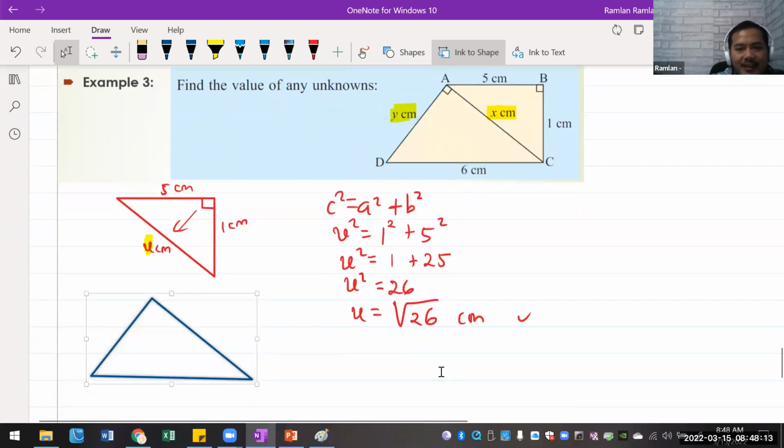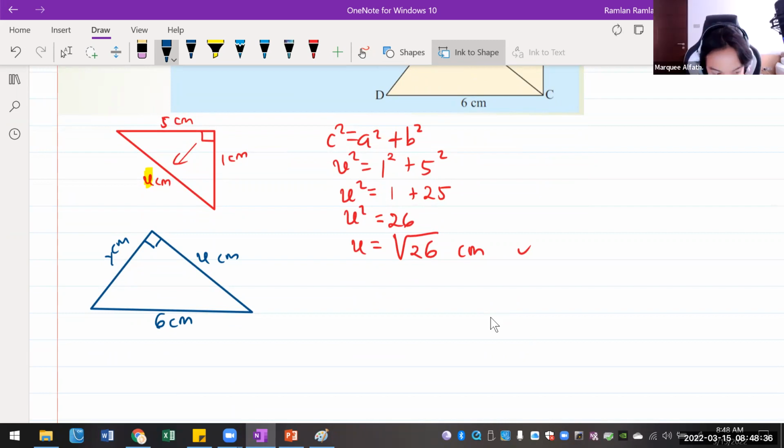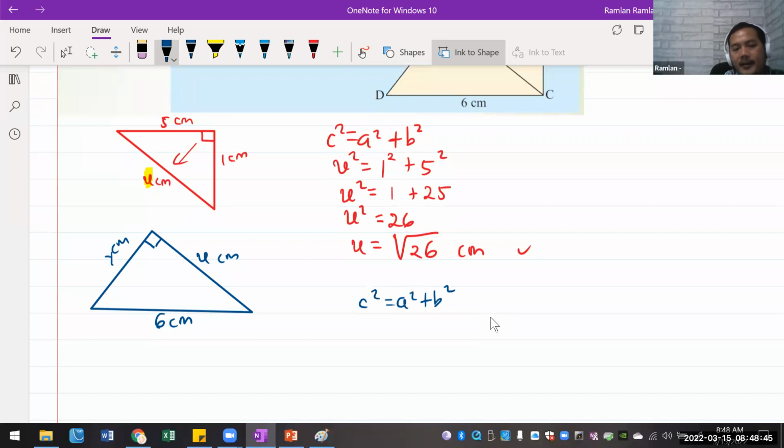Okay. So I have this is y centimeter, this is the right angle, and this is the x centimeter, and then this is 6 centimeter. Okay, now I'm gonna go again to Kiko. Kiko, how do you think we can find the value of y? We can use the same formula, yeah? C squared equals a squared plus b squared. And then?